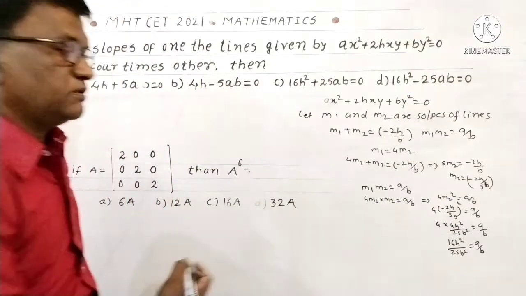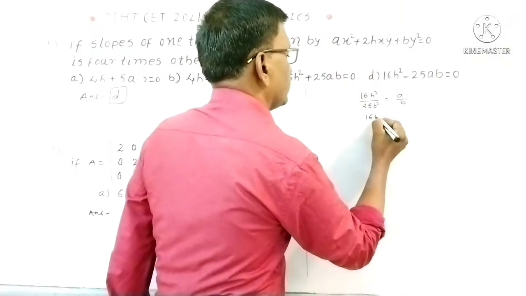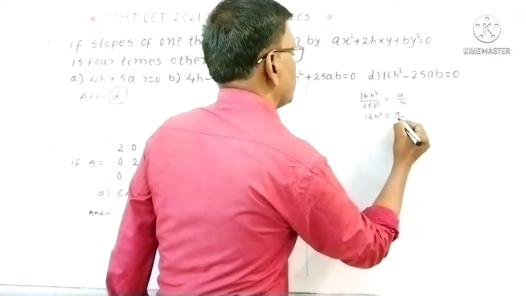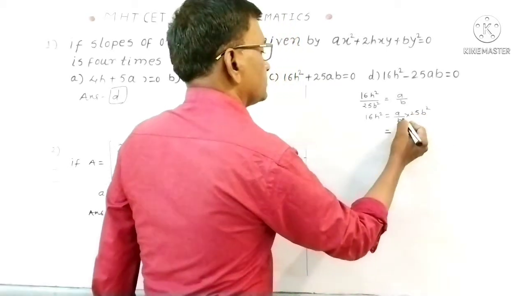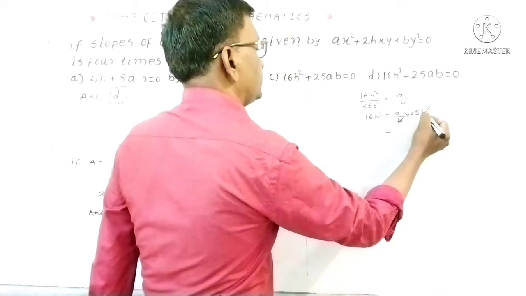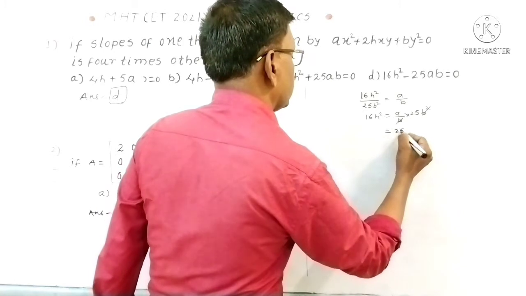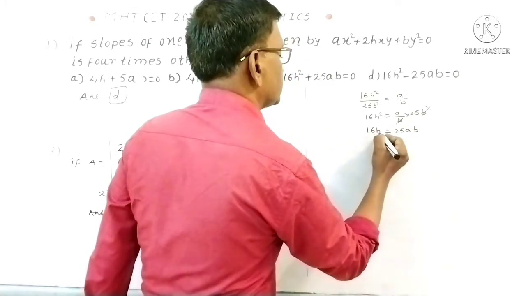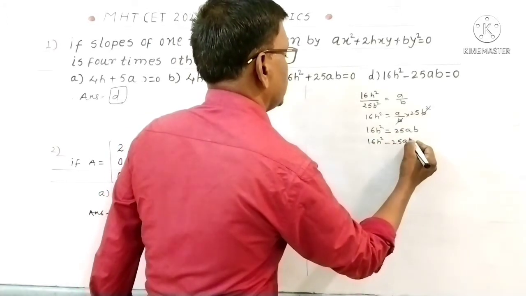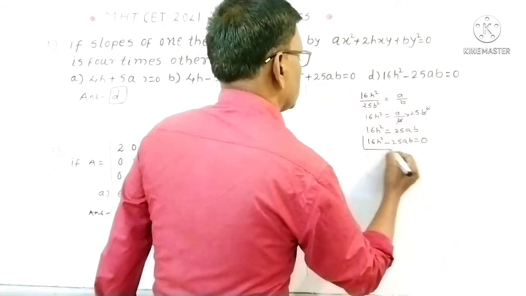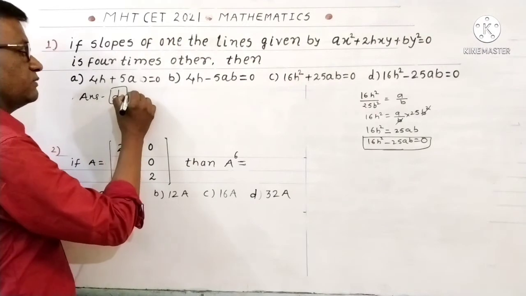On taking cross multiplication by b, take this 25 to this side. Here 16h square is equal to a by b into 25b square. This b square cancels with this b in the denominator. So here 25ab is equal to 16h square. Take this 25 to this side: 16h square minus 25ab is equal to 0. So the answer of this first question is D.